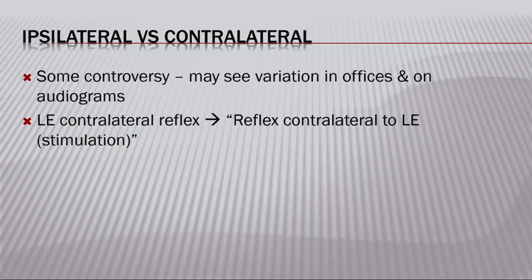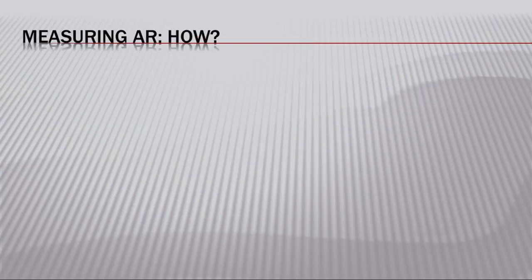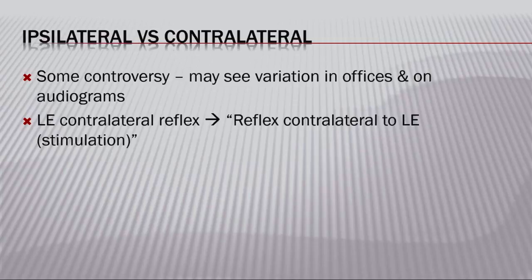If it helps, and sometimes it helps me terminology-wise, if you use language in a report saying the left ear contralateral reflex is the same as saying the reflex contralateral to the left ear, or even saying reflex contralateral to left ear stimulation. So when we're talking about patterns, left ear contralateral means the stimulus went in the left ear and the probe was measuring the reflex in the right. Be sure you're straight on those.